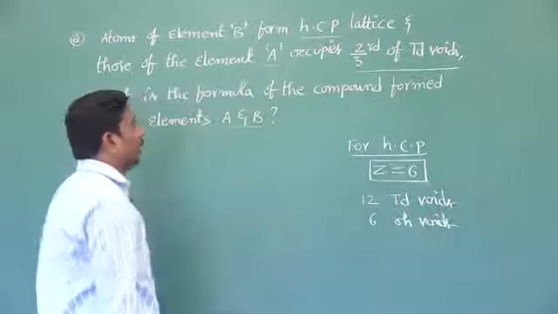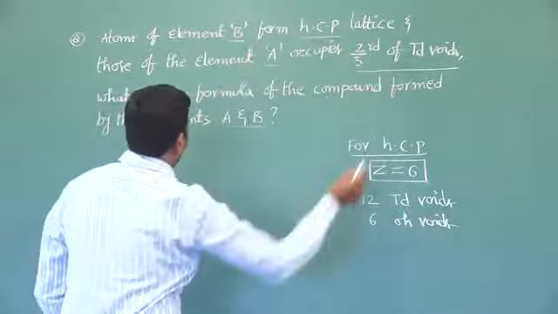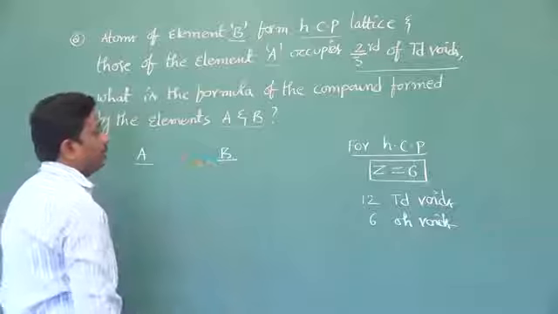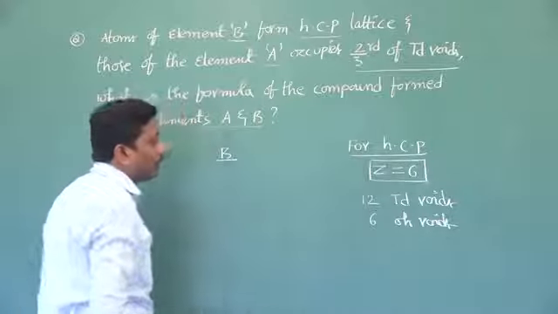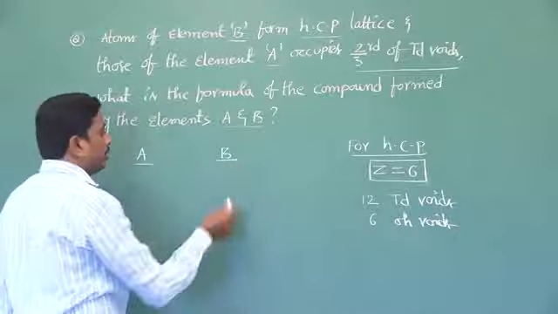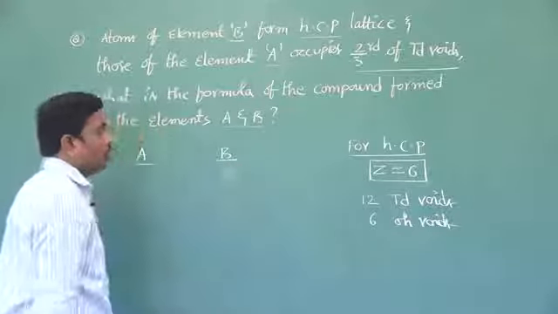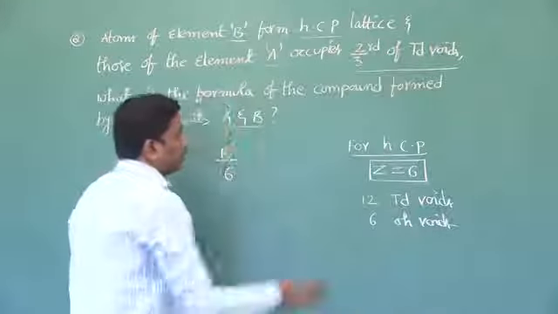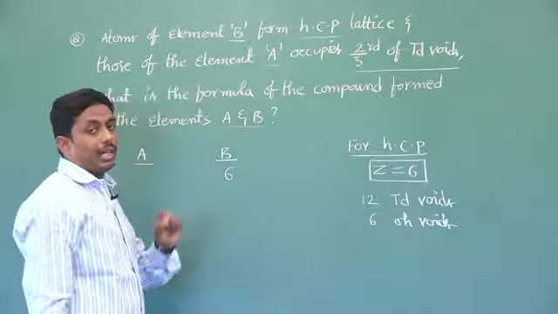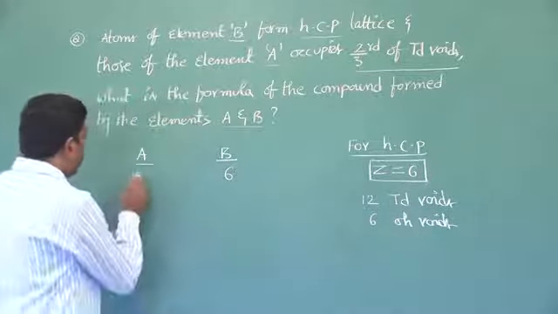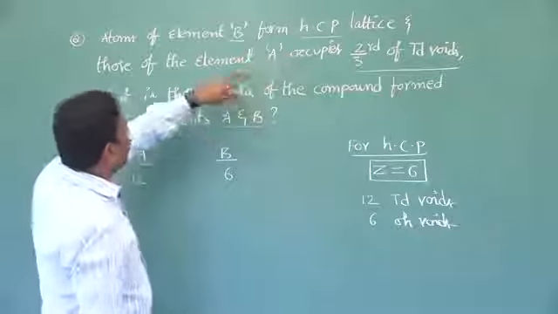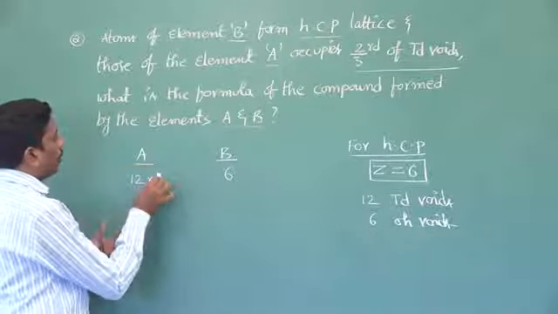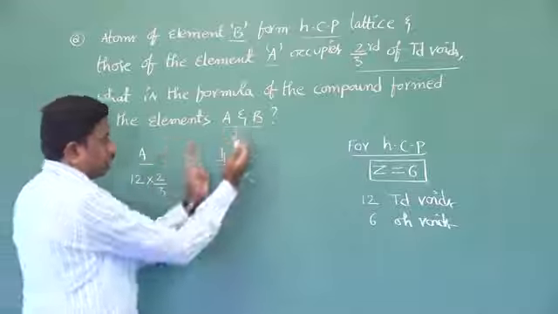Now they are saying that B forms HCP. A, B. B forms HCP. So how many B's are present in HCP? 6, Z equal to 6. So that's why 6 B's are possible. And they are saying that element A occupies 2/3 of tetrahedral voids. Actually, how many tetrahedral voids? 12 tetrahedral voids are there in HCP. Out of 12, 2/3 is occupied by A. So A, how many are there? In 12, only 2/3 is occupied by A. So this is A, and this is B.